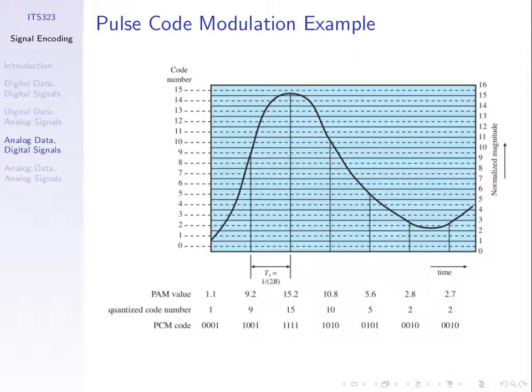There are two parameters in this case. The sample interval, the time between samples, and the number of code numbers, or the number of levels that we used here. In this example, we use 16 levels, but we don't have to use 16. And we'll see that will have an impact upon what happens when we send the data.